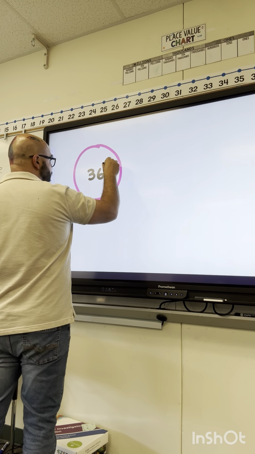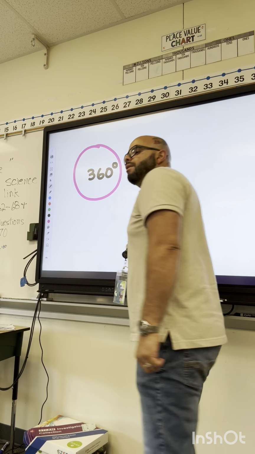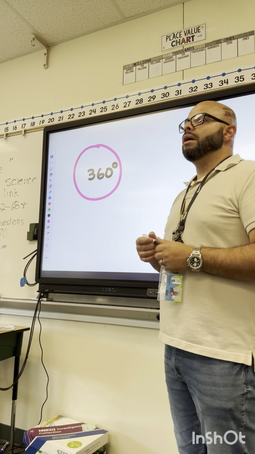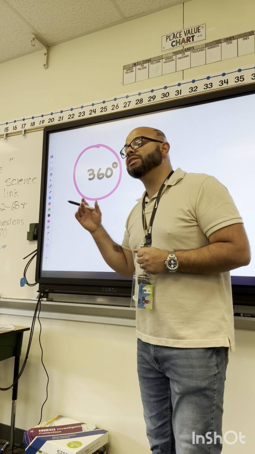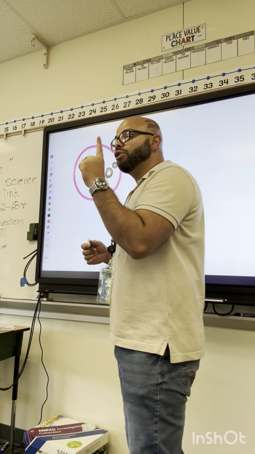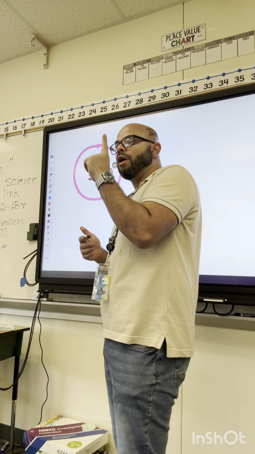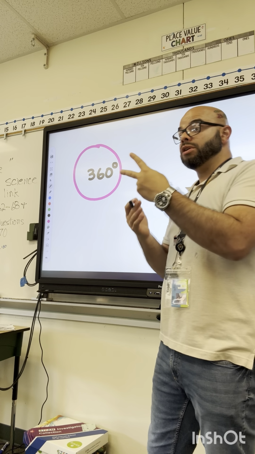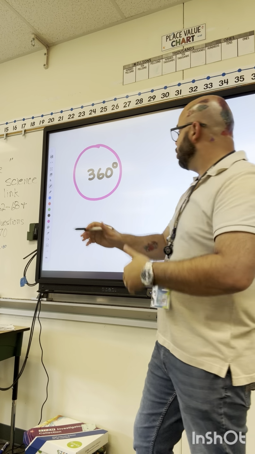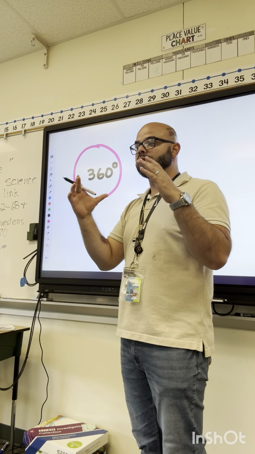Now you see this little circle at the end of my 360? That is what we use to identify degree. There are 360 degrees in a circle. Now 1 degree is called a unit degree measure, so it's 1 out of 360. 2 degrees is 2 degrees out of 360. 360 will be our complete full circle degree. That's what we're going to start off with.